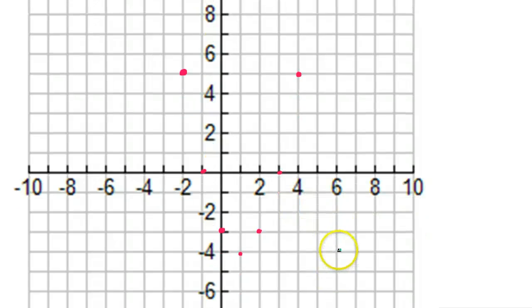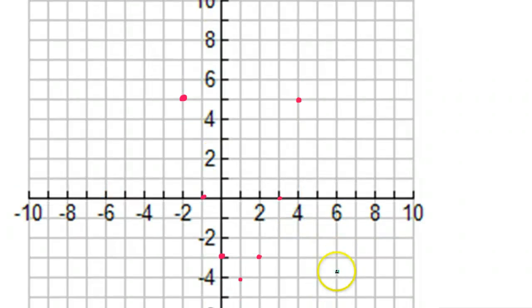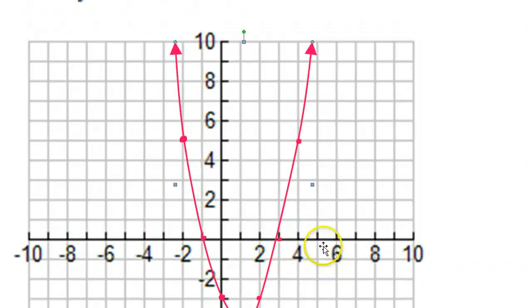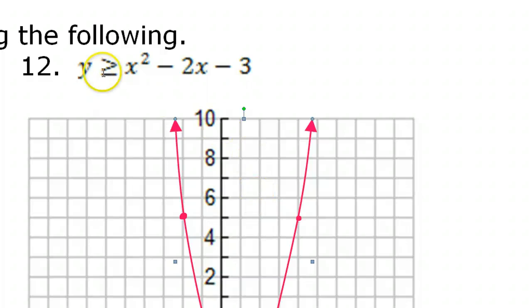Alright, now go ahead and draw this parabola. This time we draw the parabola as a solid line because we want to include the border. We want to know where the y values are greater than or equal to the parabola. Equal to the parabola means the parabola itself, so we'll include that by making it solid.